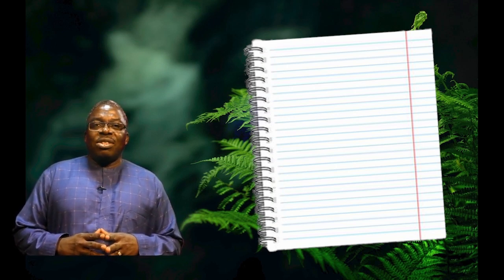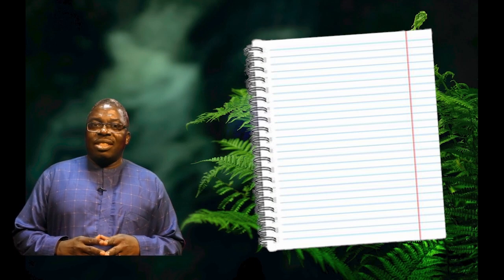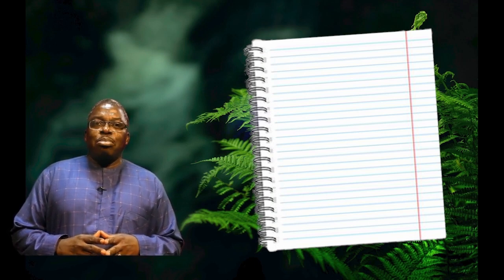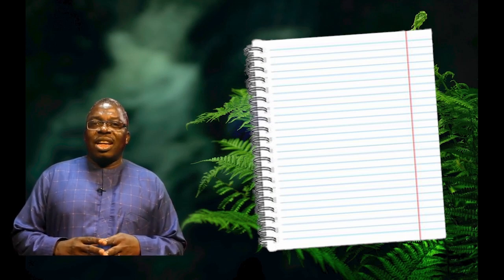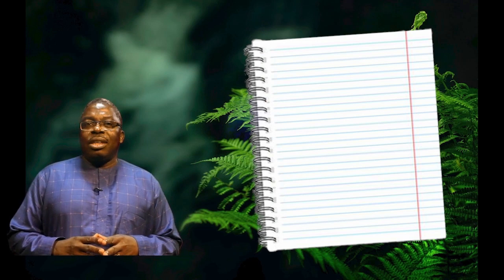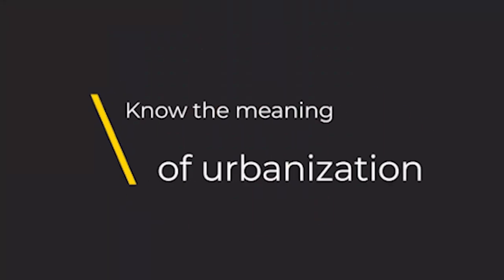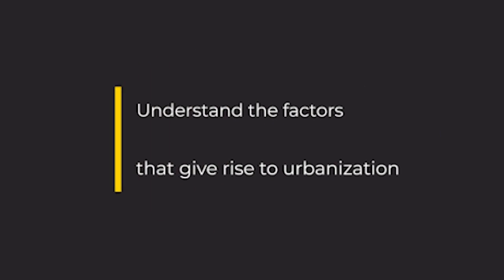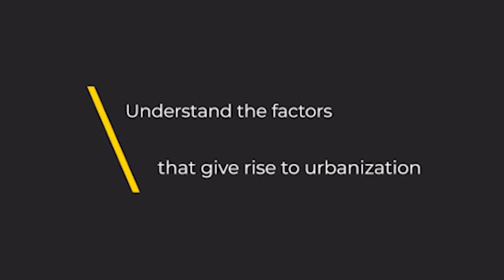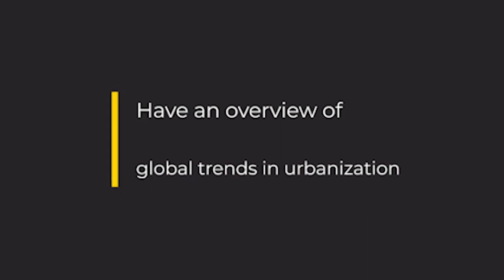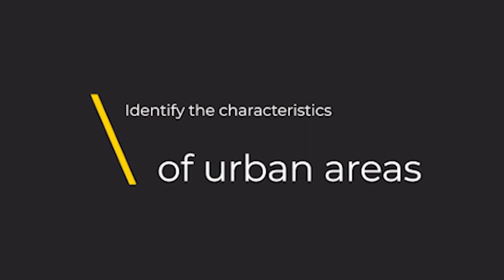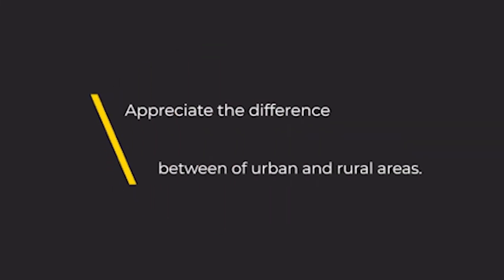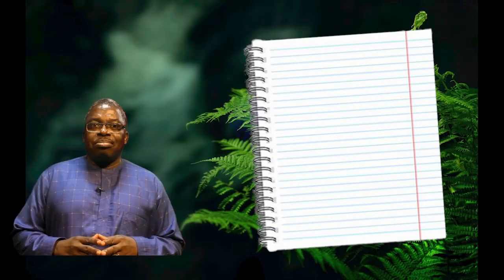What are the objectives of this session or class? We have 5 main objectives. We are hoping that at the end of this session or class, every participant would know the meaning of urbanization, understand the factors that give rise to urbanization, have an overview of global trends in urbanization, identify the characteristics of urban areas, and appreciate the difference between urban and rural areas.